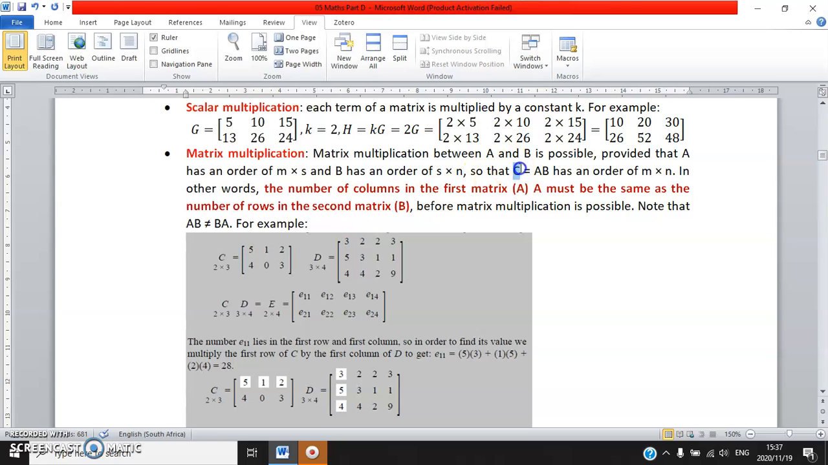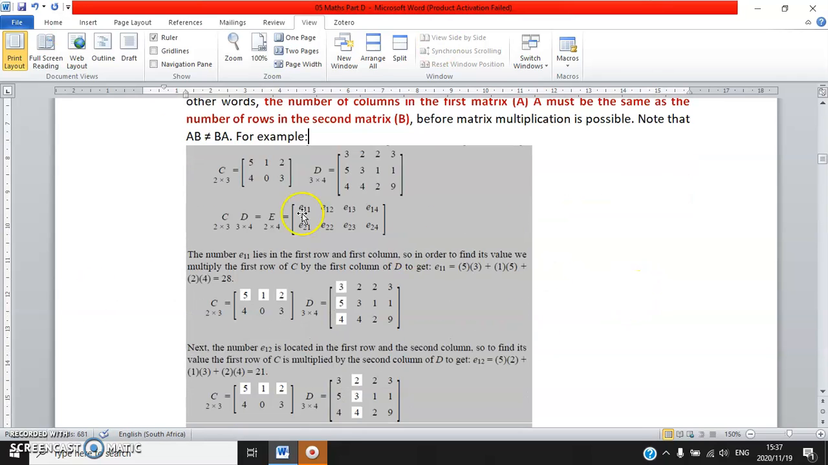Okay, then this new matrix C would have how many rows? It will be m rows and then n columns. And the last thing you need to keep in mind is that AB is not necessarily the same as BA. So this is an example from the prescribed textbook. This is the first matrix C, 2 times 3. And this is the second matrix, matrix D, 3 times 4.